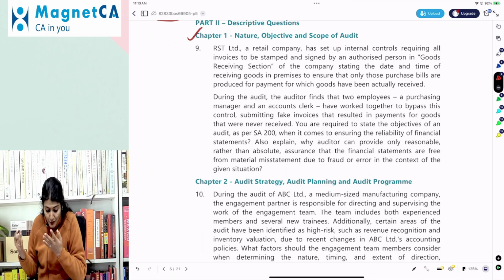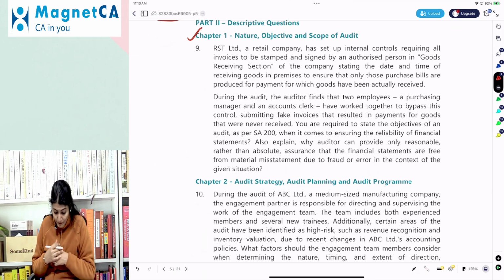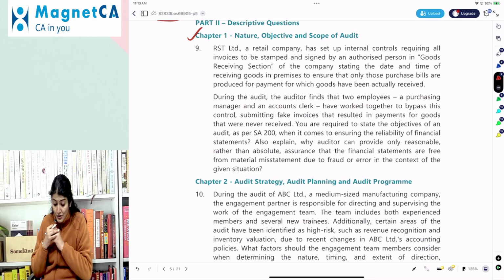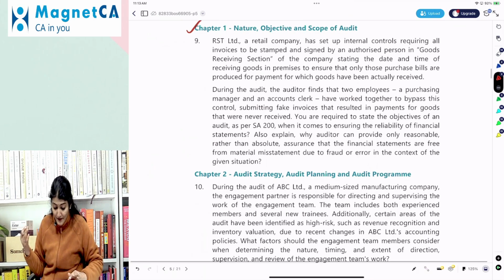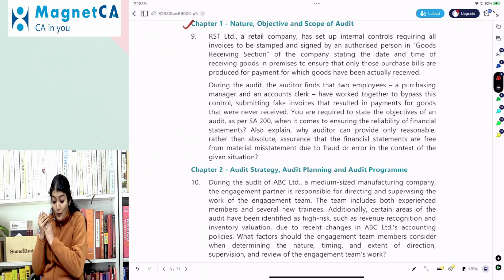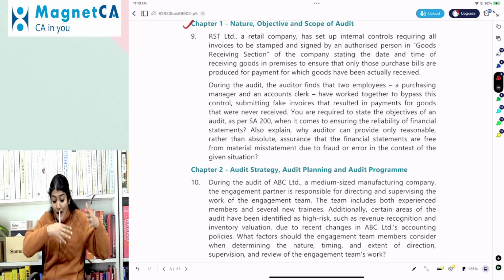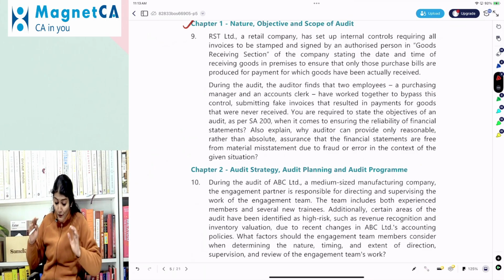Right, chapter 1, nature, objective and scope of audit, question number 9. Okay. RST Limited, a retail company, has set up internal controls requiring all invoices to be stamped and signed by an authorized person in the goods receiving section of the company, stating the date and time of receiving the goods in premises to ensure that only those purchase bills are produced for payment for which goods have been actually received. During the audit, the auditor finds that two employees, a purchase manager and an accounts clerk, have worked together to bypass this control, submitting fake invoices that resulted in payment for goods that were never received.